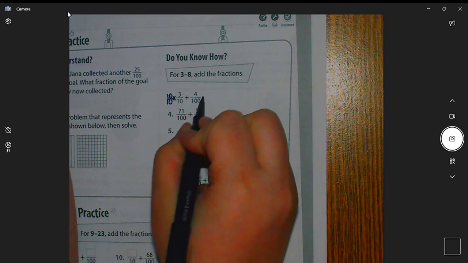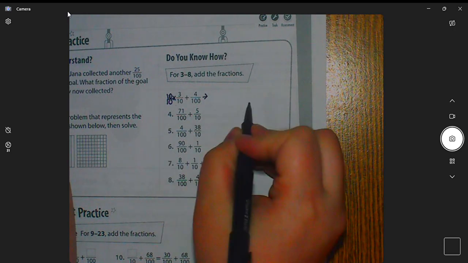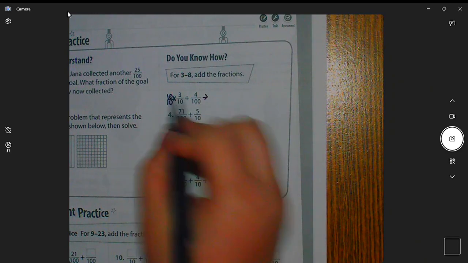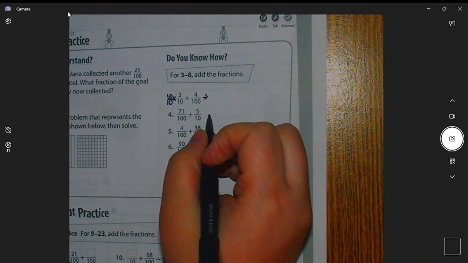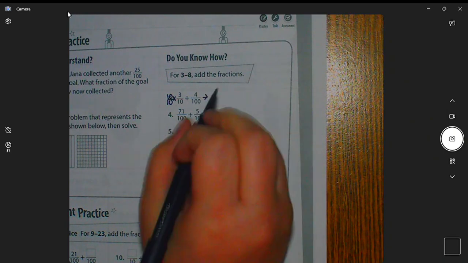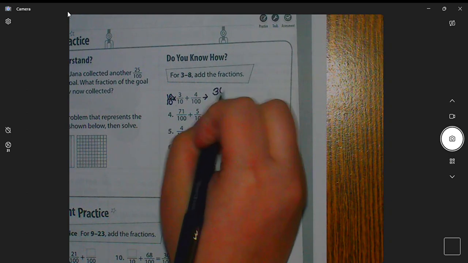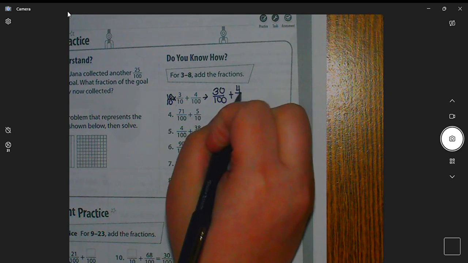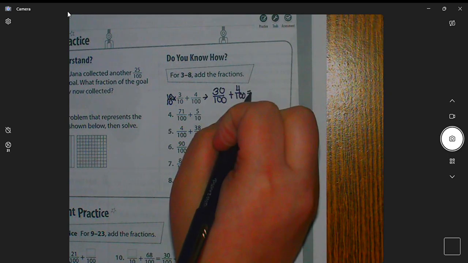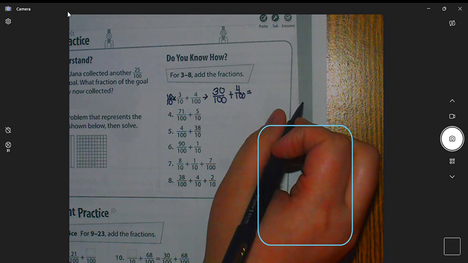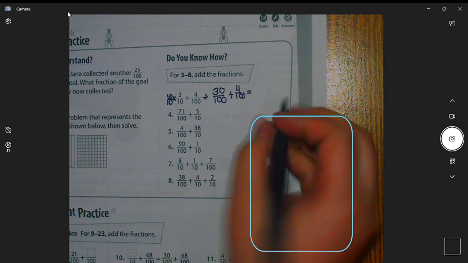I'm going to show my thinky arrow. It just says I'm moving across my problem. 3 times 10 is how much? You're right, it's 30. 30/100 plus 4/100 equals what? Yeah, 34/100.